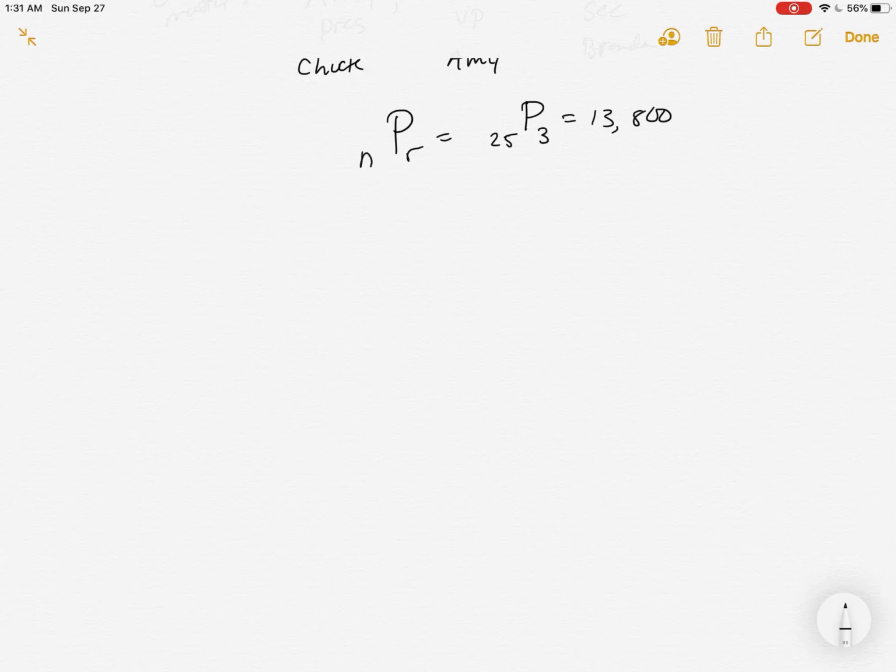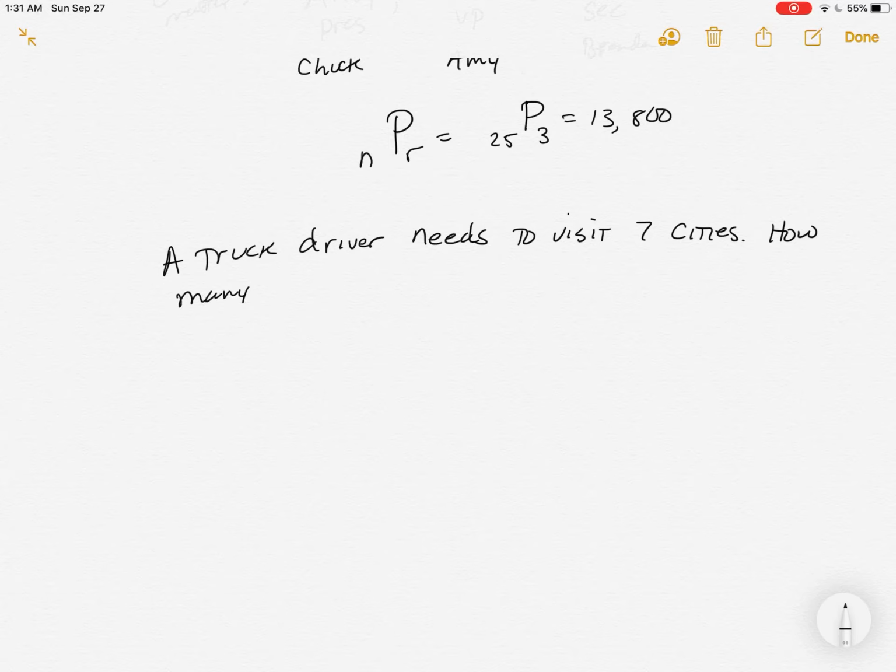A very common one is something like this. A truck driver needs to visit 7 cities. How many different routes are possible? Now, if he has to visit 7 cities, how many different routes are possible? You're not going to go to the same city twice, so repeats aren't allowed, so it's either P or C.